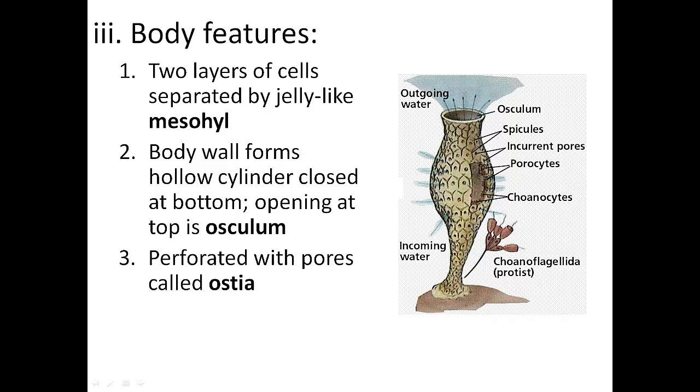So make sure that you learn these vocab words because I'm pretty sure that they're new to you. Mesohyl is the jelly-like substance between the 2 cell layers. Osculum is the opening at the top. Ostia are little openings or pores throughout the body of the sponge.